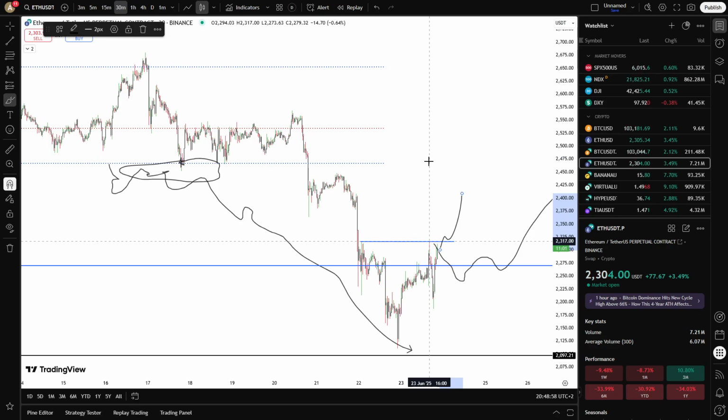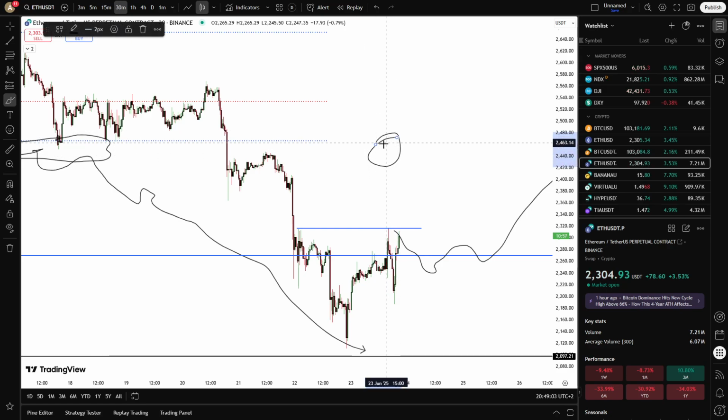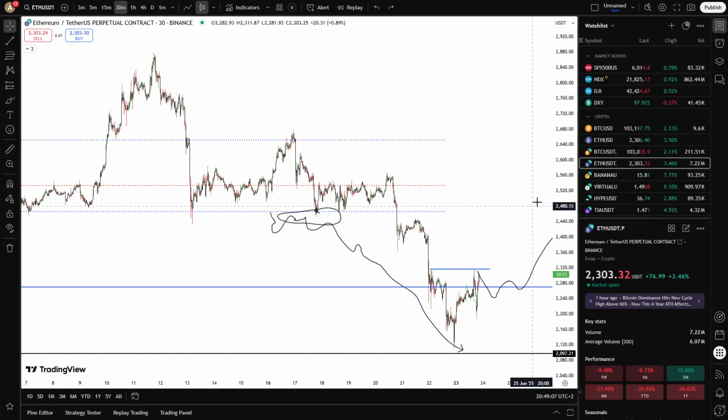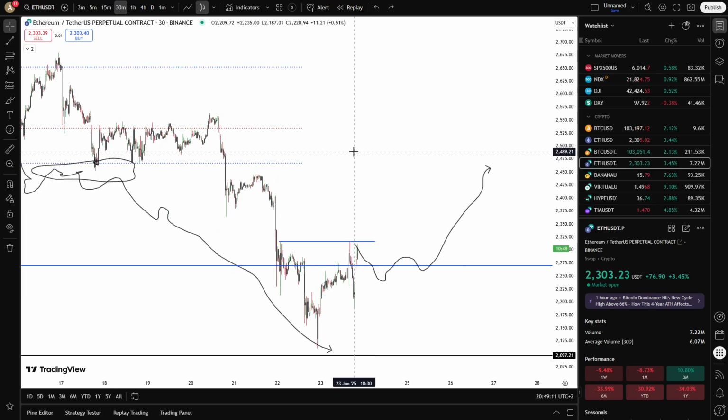I'm not going to say perhaps, because I do think that if we break up, we should see at least this value area low again. Like, I'm pretty sure I've drawn this, yes, right into that value area low.